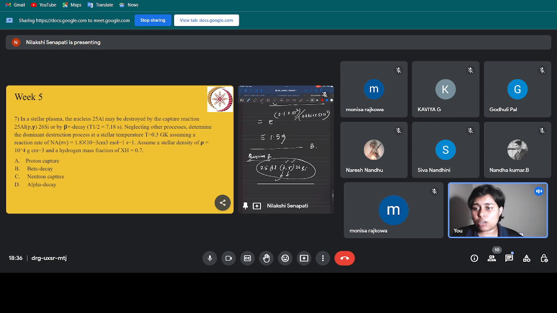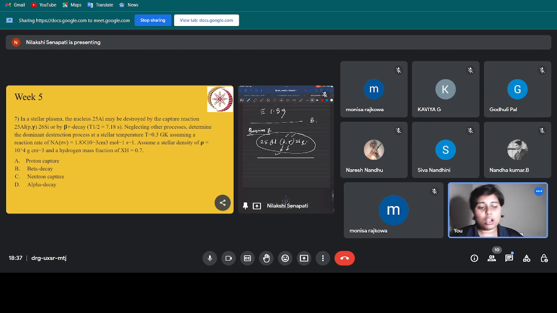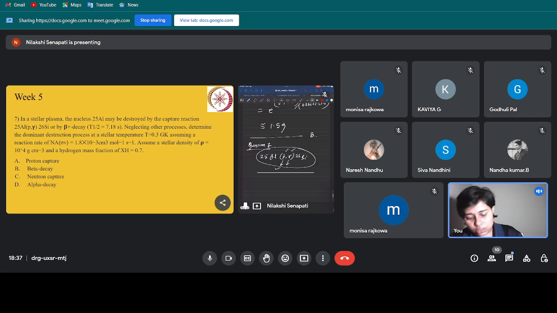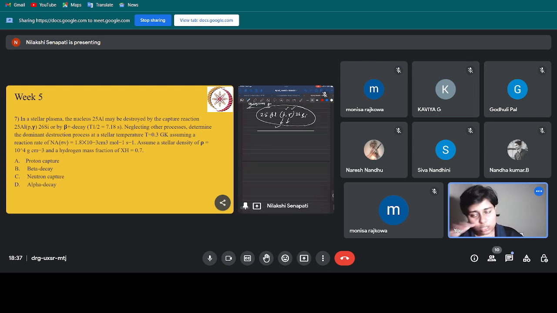But even if you want to calculate, you can calculate the mean life of the proton in the beta decay of aluminum 25 in proton capture and its beta decay, and I am sure that you will get more mean life in case of proton capture rather than the beta decay. So in this question, either you can calculate it or you cannot. You need not calculate it.